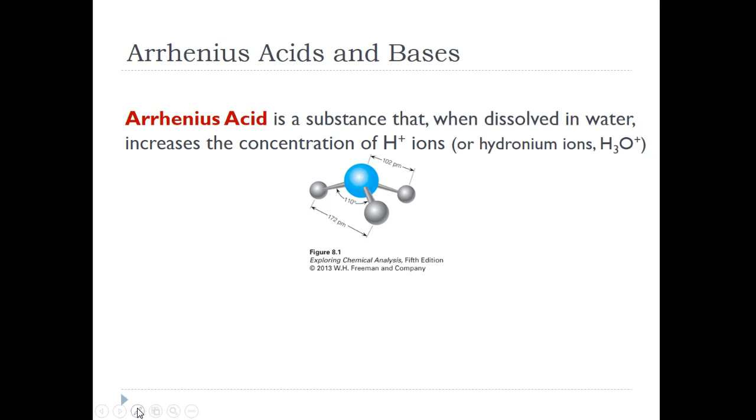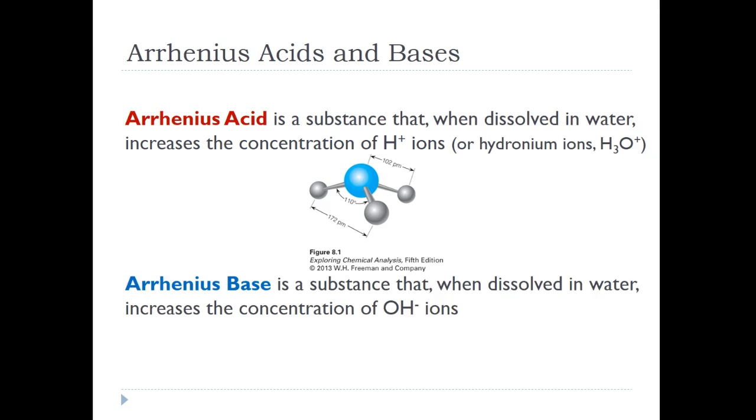So an Arrhenius acid has to be dissolved in water, and by being dissolved in water, it has to increase the amount of H+ ions. So think of something that contains an H+, like HCl. When HCl is added to water, it's a strong electrolyte, so it dissociates completely. HCl will break apart into H+ and Cl-. So that would be something that increases the concentration of H+ in water.